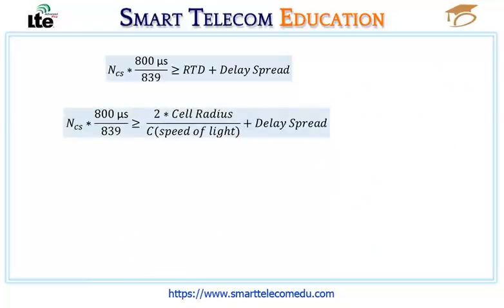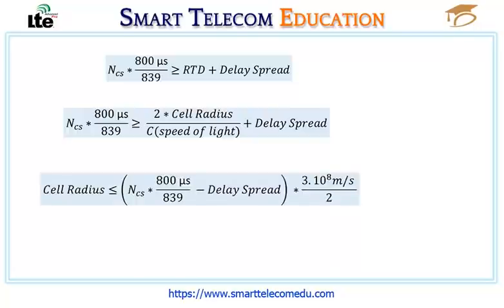The round-trip delay is equal to two times the cell radius divided by c, the speed of light. From the formula, the maximum cell radius will be less than the NCS value multiplied by the preamble sequence 800 microseconds divided by 839, minus the delay spread, multiplied by the speed of light and divided by 2.